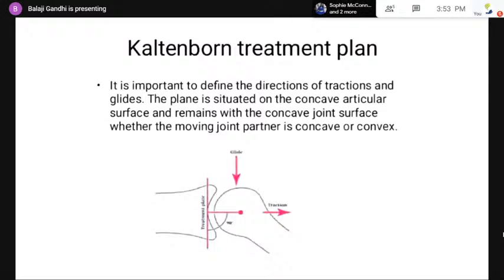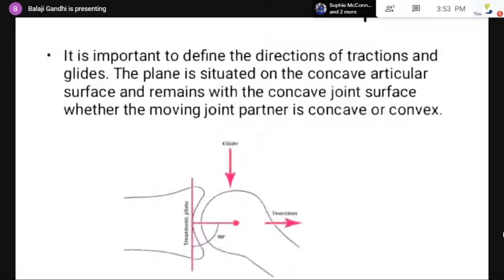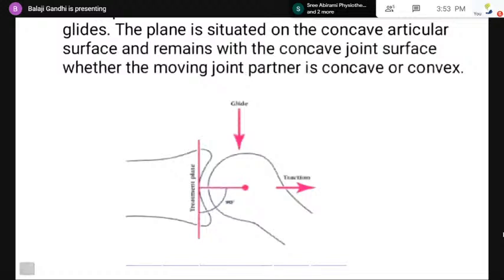The plane is situated on the concave surface, and that remains with the concave joint surface, whether the moving joint partner is concave or convex. So you can see the picture diagram. You can see that there is a concave surface and convex surface. The convex surface applies the traction. Okay, then there's a traction applied.